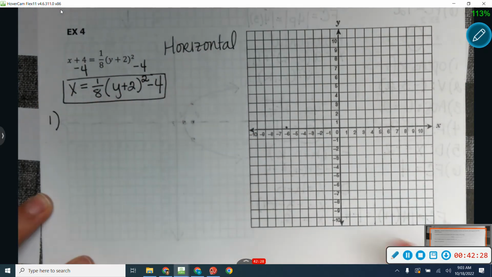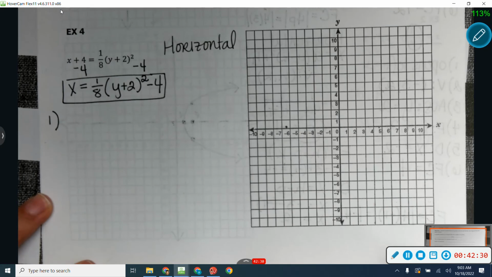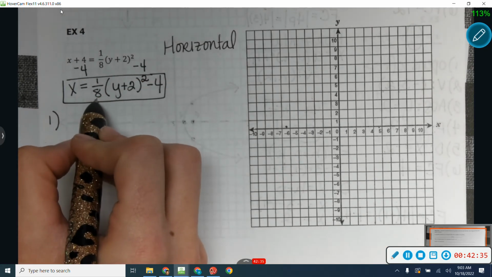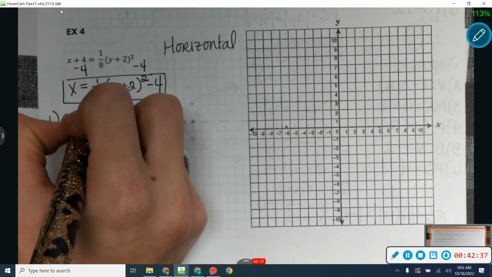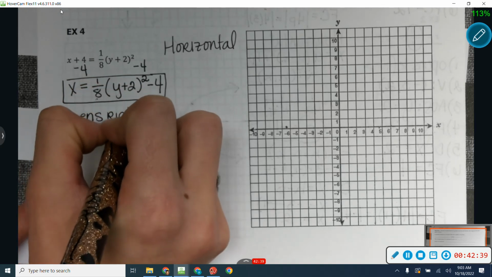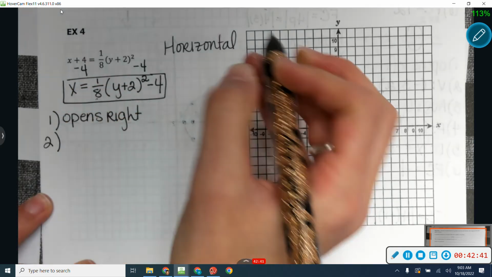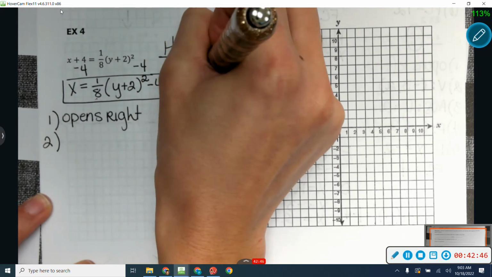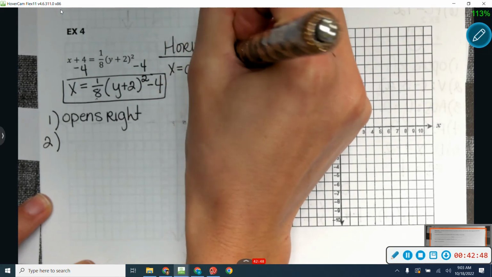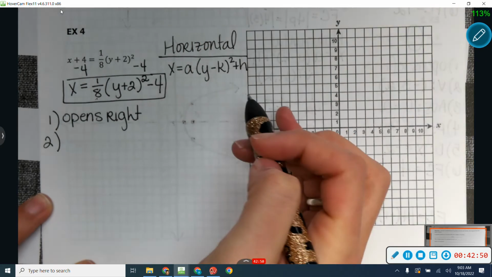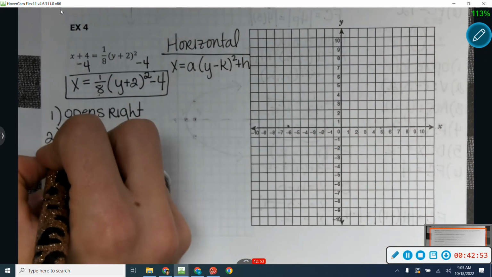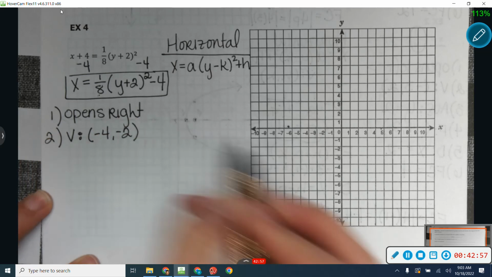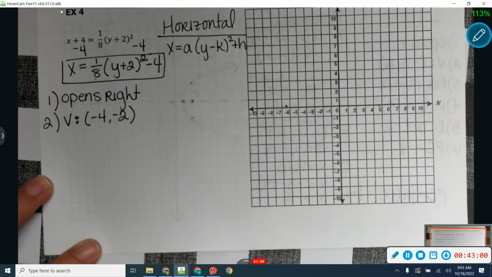So then, what do I look at to know if it's left or right? Alright, so my A is 1/8. It's positive, so where does it open? Okay, very good. Now, remember you got to be careful with your horizontal. It's x equals A times y minus k squared plus h. Alright, so what's my vertex? Very good. Please make sure you pay attention to flipping those.